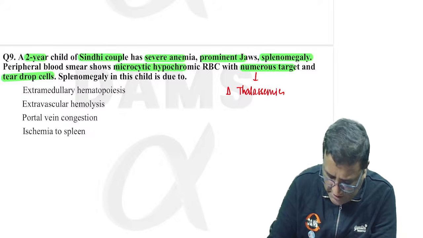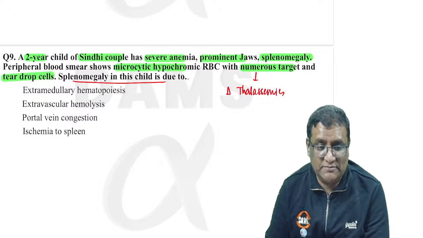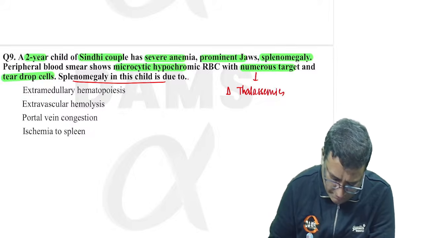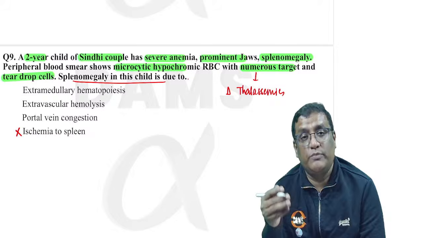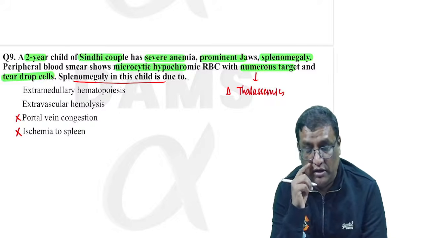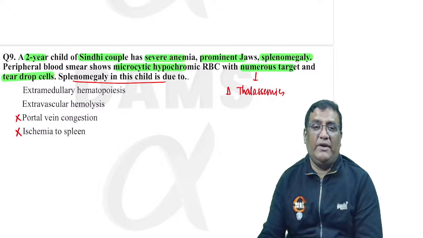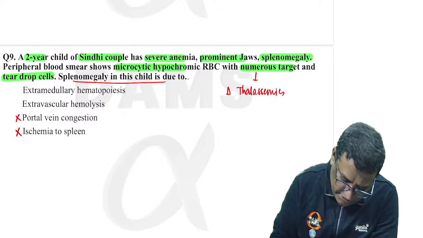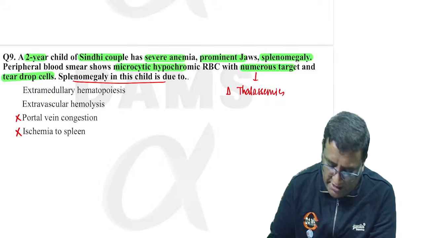So the question is, splenomegaly in this child is due to what? The examiner is asking you why the splenomegaly is happening. Extramedullary hematopoiesis, extravascular hemolysis, portal vein congestion, ischemia to spleen. There is no ischemia to the spleen. In fact, that will happen in sickle cell disease, and that will not lead to splenomegaly. That will lead to autosplenectomy. Portal venous congestion would be obstruction to the portal vein. There will be congestion happening, and that will lead to congestion of the spleen. Okay, that is also not it. Between extravascular hemolysis and extramedullary hematopoiesis, the splenomegaly is predominantly due to extramedullary hematopoiesis.